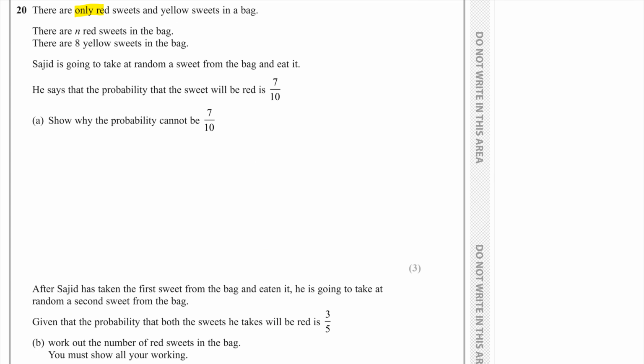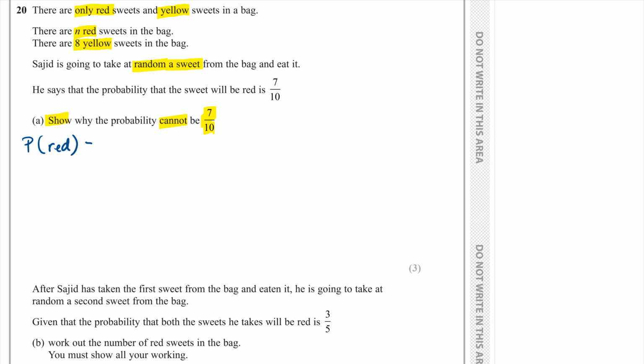Question 20. There are only red sweets and yellow sweets in a bag. There are n red sweets in the bag. There are 8 yellow sweets in the bag. Sajid is going to take at random a sweet from the bag and eat it. He says that the probability that the sweet will be red is 7 out of 10. Show why the probability cannot be 7 out of 10.